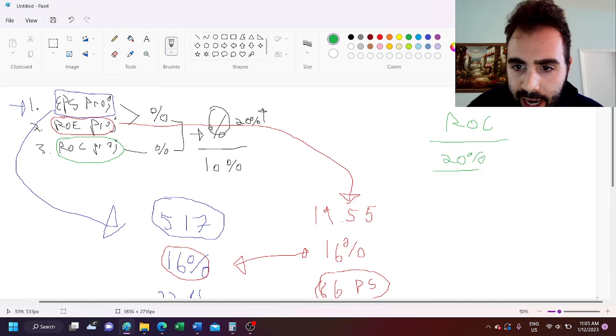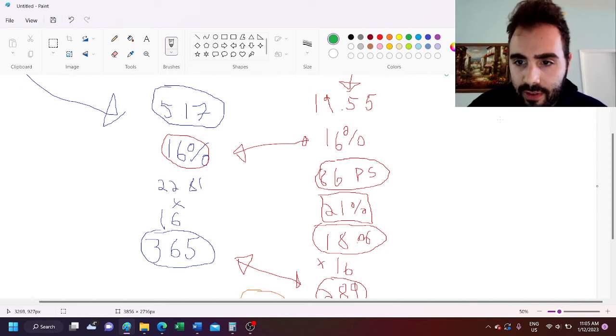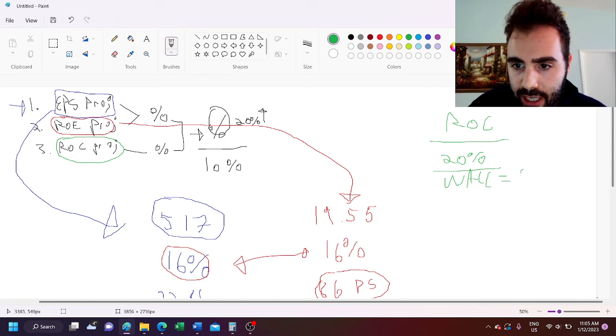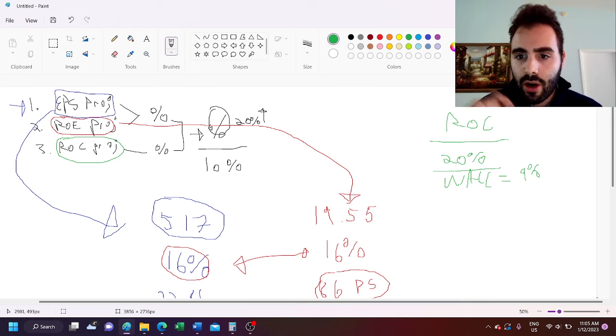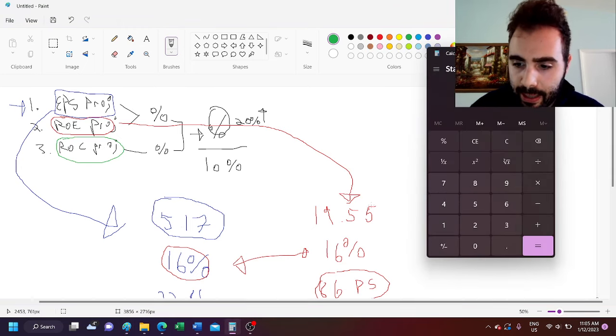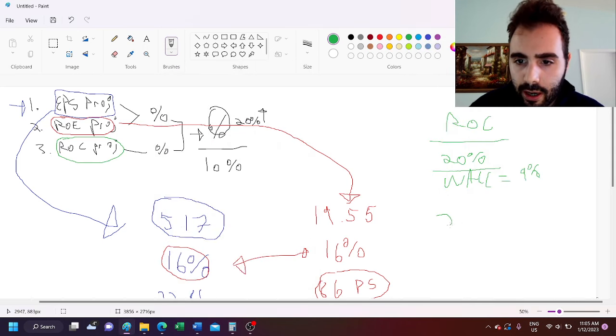We're going to divide this return on invested capital by Google's weighted average cost of capital. If you look it up, you'll see that it's roughly 9%. So 20 divided by 9 will give us a reinvestment factor of 2.2.